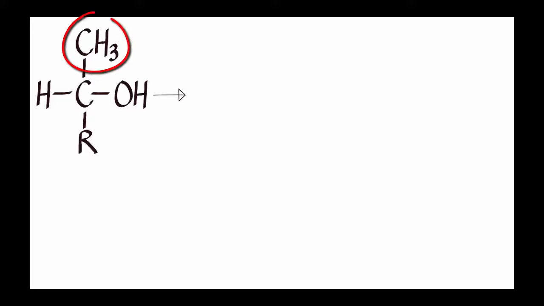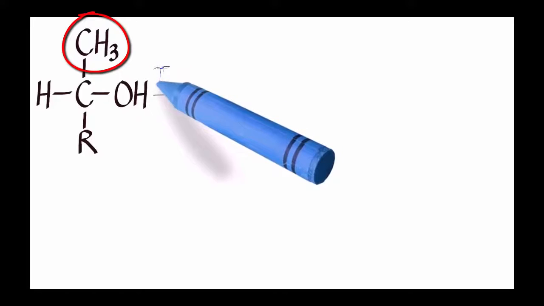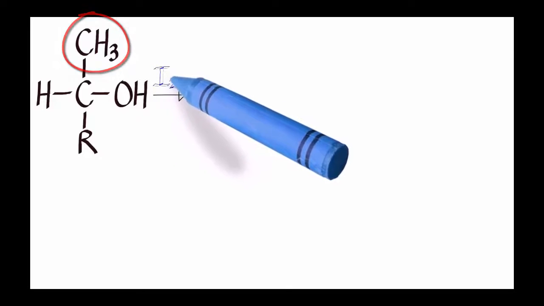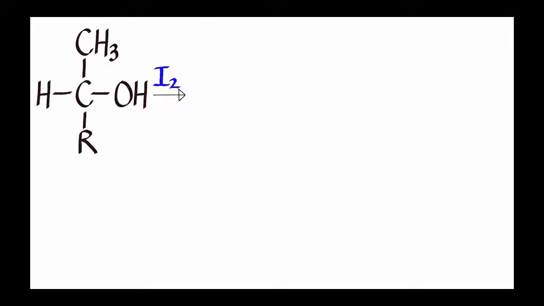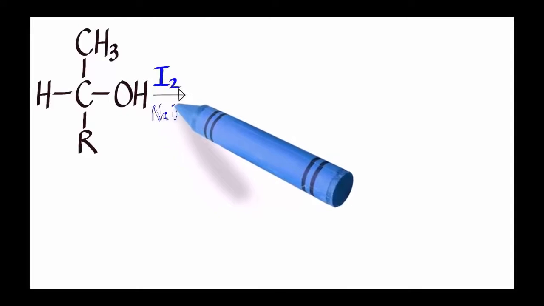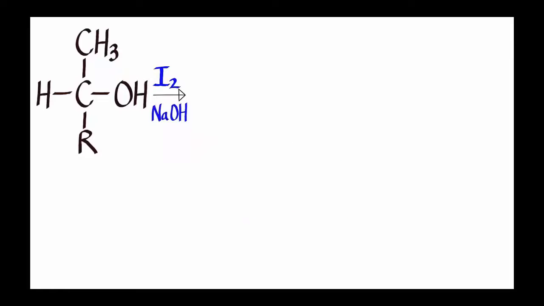And the methyl group, the CH3 group there, its requirement will become clear in that that's the group that ends up forming iodoform, properly known as triiodomethane.